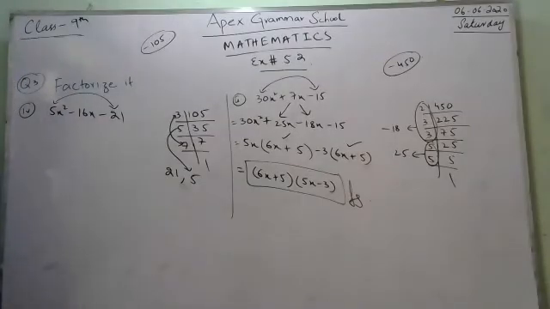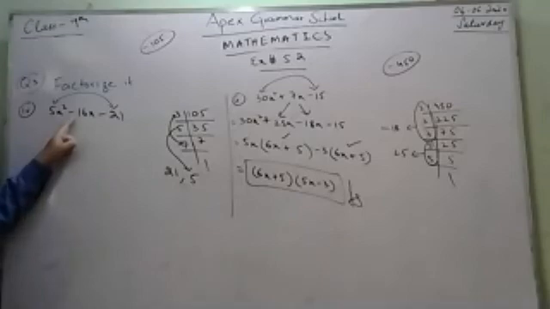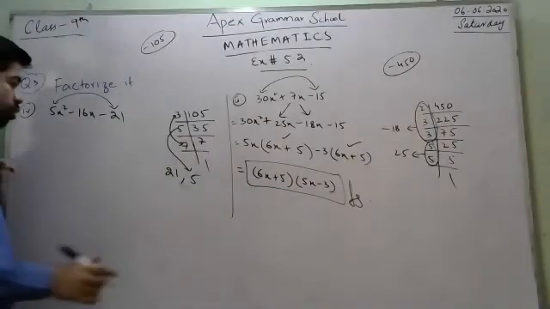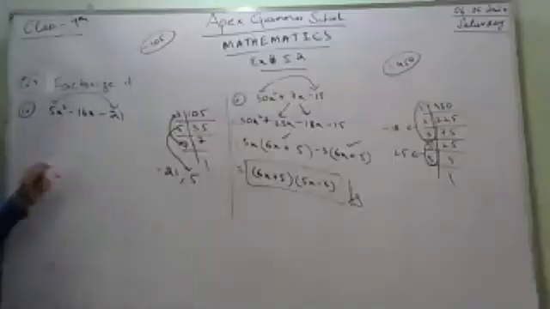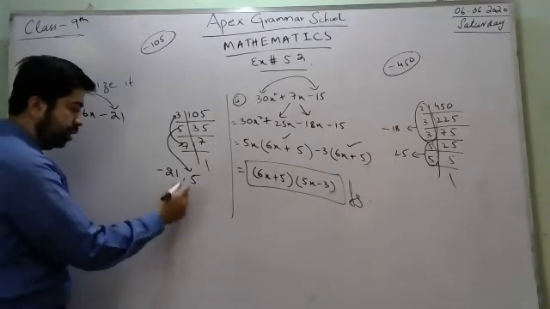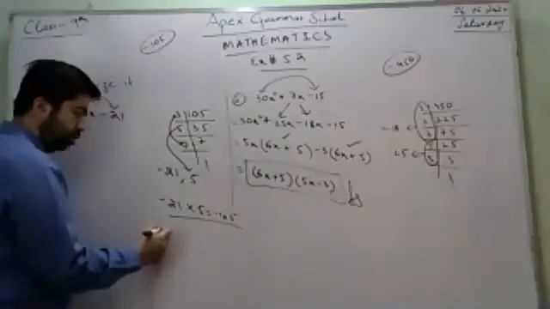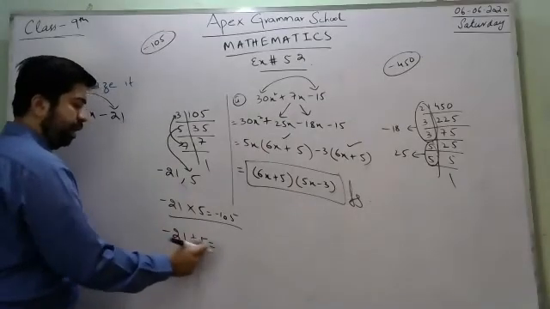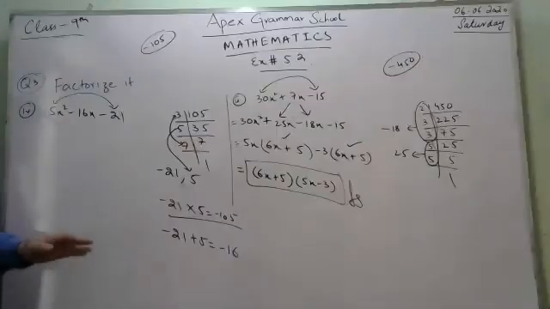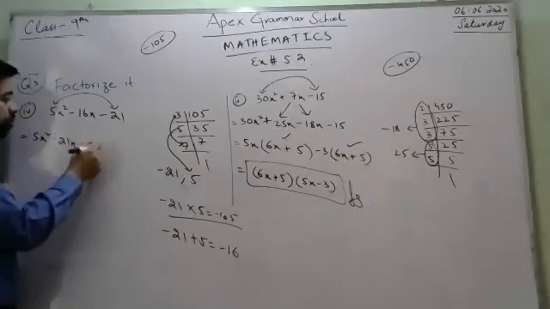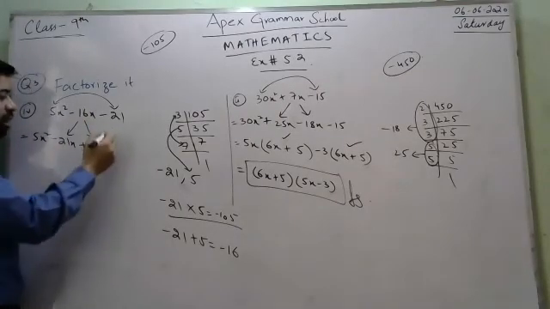But which number is assigned the negative sign? The bigger value contains the negative sign. So negative 21 and positive 5. Multiply them: minus 21 multiplied by positive 5 makes minus 105. And then minus 21 plus 5 makes negative 16. This works. It means 5x square here. You have to write minus 21x plus 5x, middle term breaks, and then minus 21.